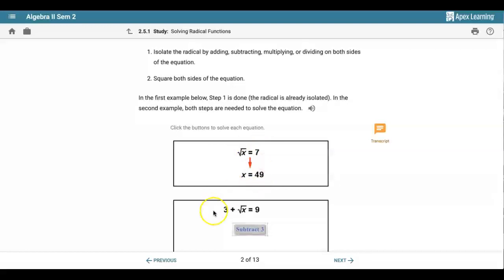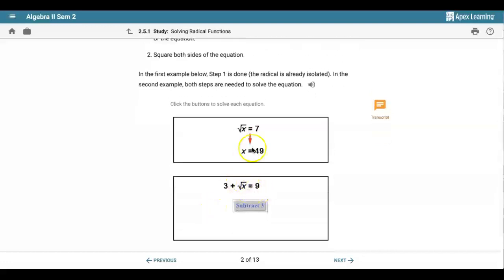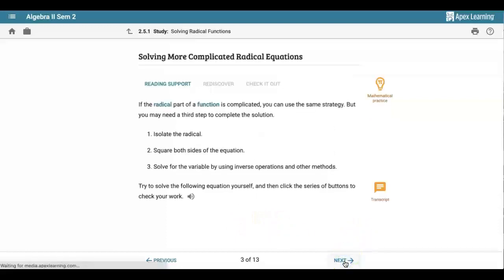For the next one, I have to get the radical by itself, so I isolate that radical. I'm going to get 3 to the other side by subtracting. Now I'm going to square both sides, same process. For both of these problems, we're done because we have our variable equal to a number, and there are no other processes that we need to do. So those are our two major steps.